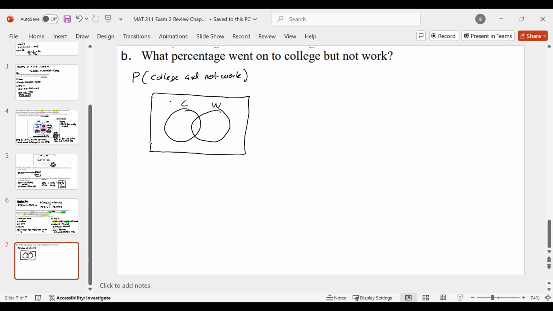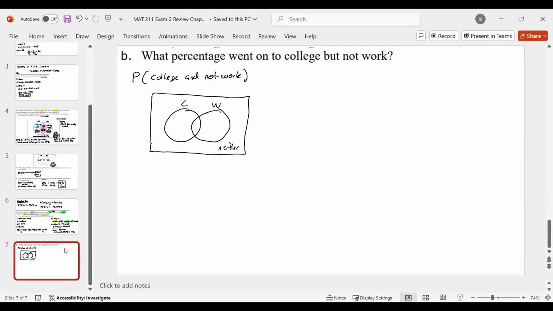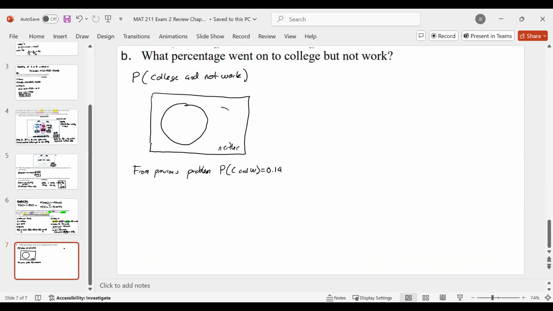College, work, and then neither. So college, so they both share 19%. So from the previous problem, the probability of C and W is 0.19. So that means the inside circle, gotta make this a little bit bigger, is 0.19, just like that, okay?